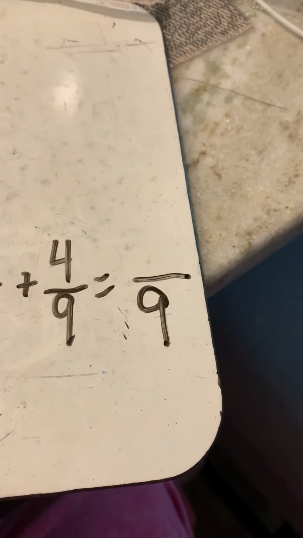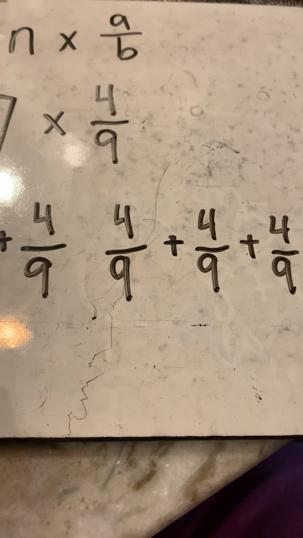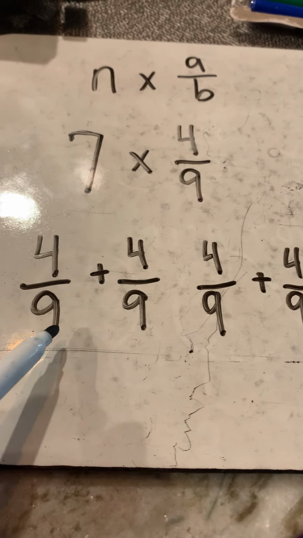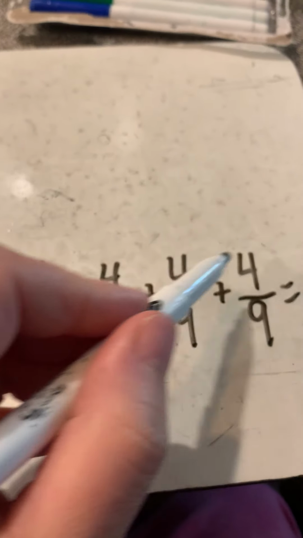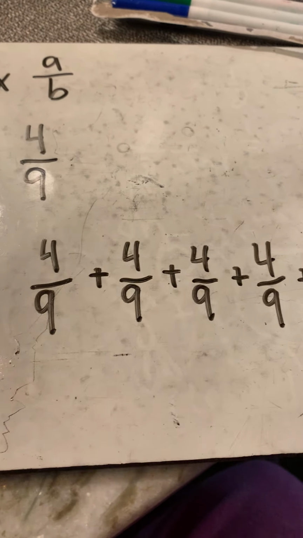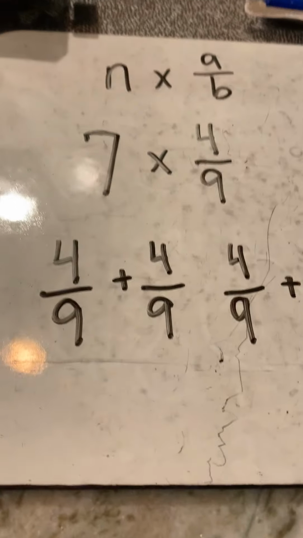I know that my denominator stays the same. Okay, look at it, it's all the denominator. The bottom number is the same. My whole is still going to be cut up into 9 pieces no matter how many times I have, in my numerator. So let's see how we can figure this out.